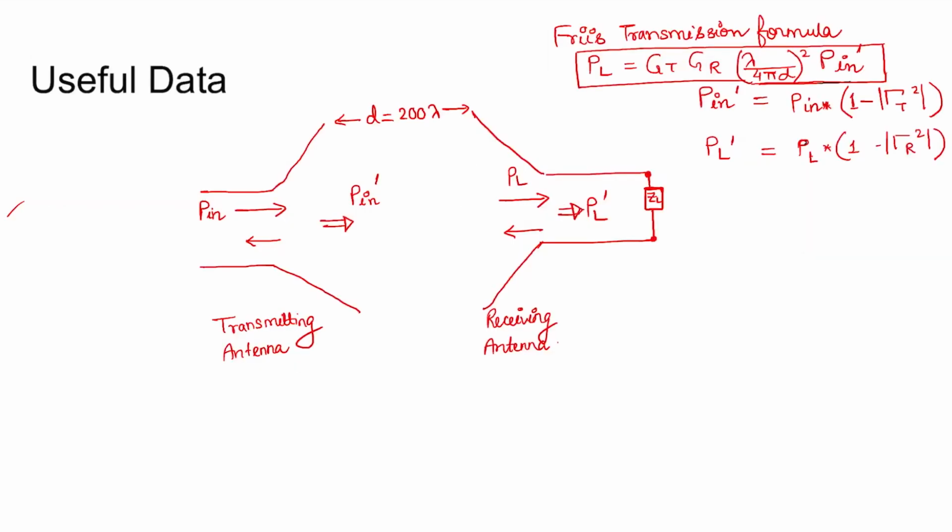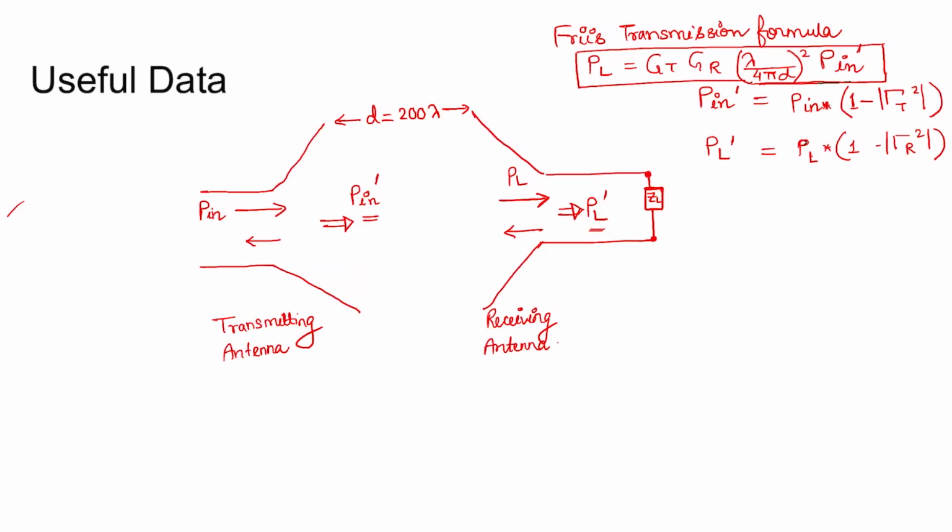Now you see, these are the receiving and transmitting antennas, and the input power is given to the transmitting antenna, and some part is reflected. After that, this is the power that is input, and this is the load, ZL. Power is sent to the load and some part is again reflected, and this is the actual power PL dash that is delivered to the load.